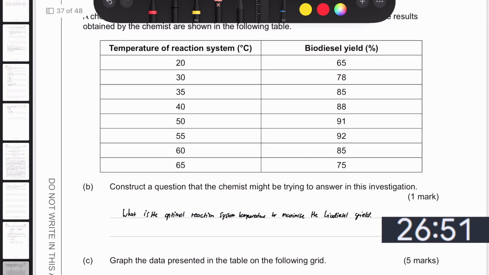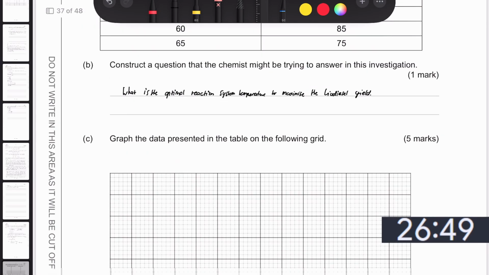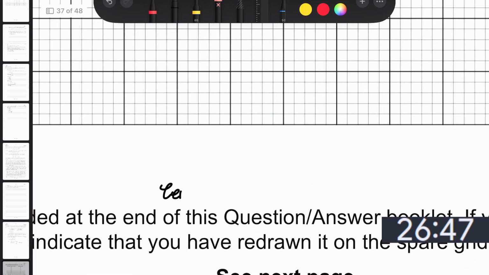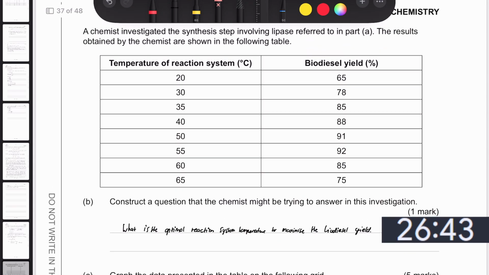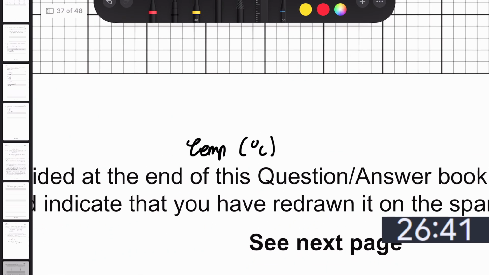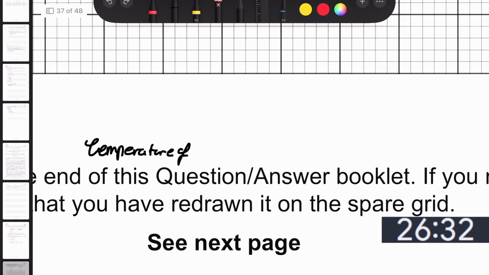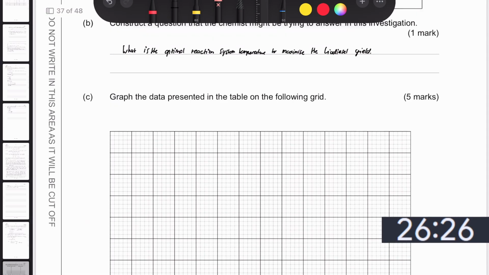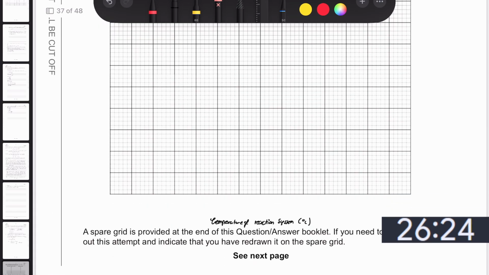Graph the data on the following grid. So I'll say temperature, degrees Celsius, reaction system temperature, degrees Celsius. Again, it's biodiesel yield of 20%.